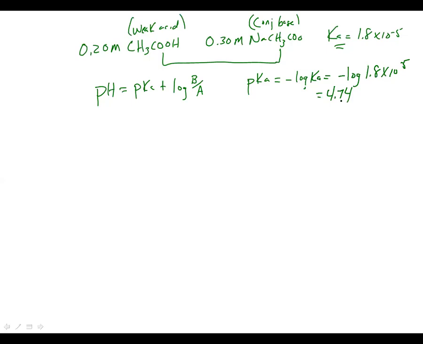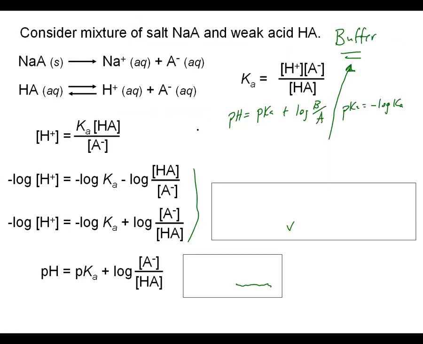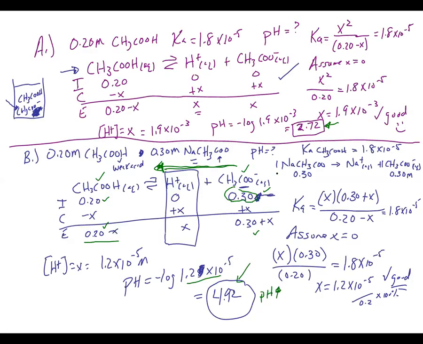And now we can go into our expression here. That will give us 4.74 plus the log of our base over our acid. So we want the 0.3 on top and our acid on the bottom. And if we do all that good math there, we get the exact same answer of 4.92 as we did when we did it the other way.